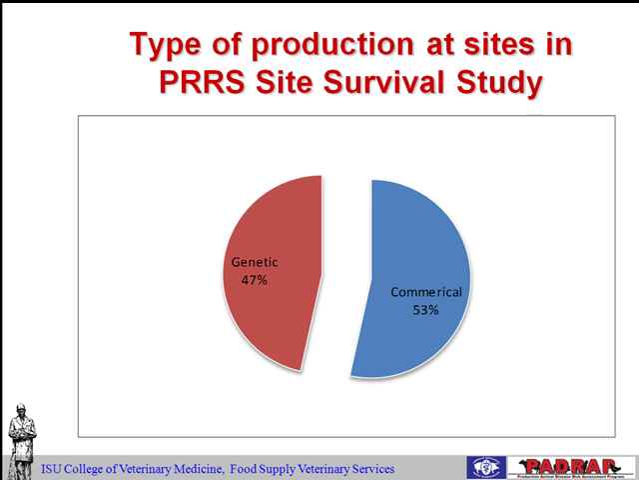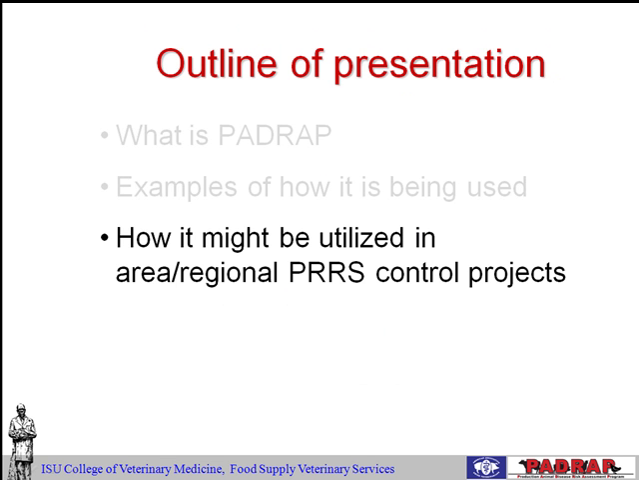And type of production, you can see it's generally relatively heavily weighted towards the genetic side. Again, what you probably would expect given that we had to enroll negative or naive sites. Okay, so that's what's in there today. We're getting very close to being able to produce at least some preliminary results from that.